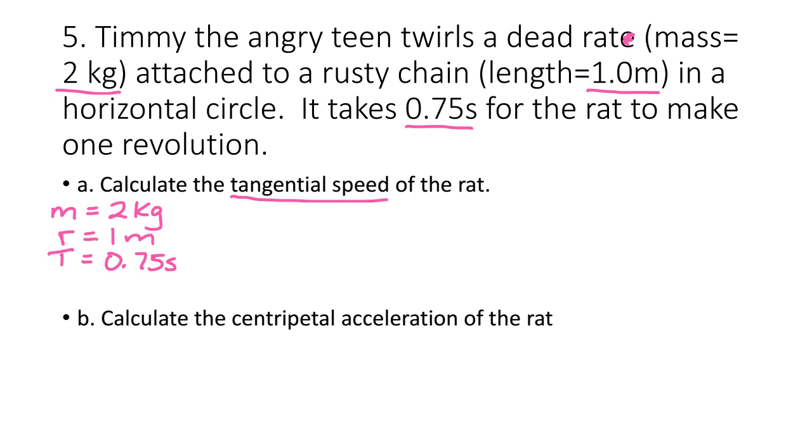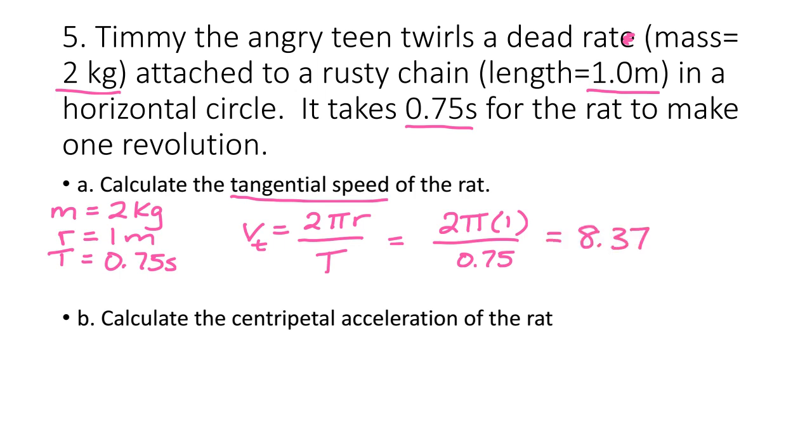So, when we're calculating the tangential speed, our formula is v sub t is equal to 2 pi r divided by the period. So we'll put our numbers in, and that gives us 2 pi 1 divided by 0.75. When you put that in the calculator, we get 8.37 meters per second.